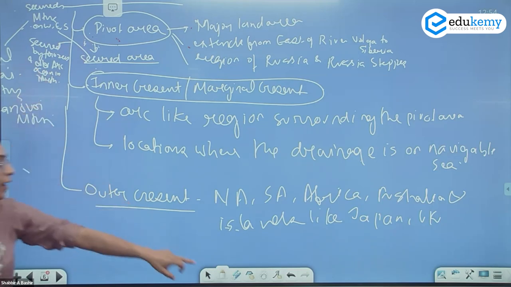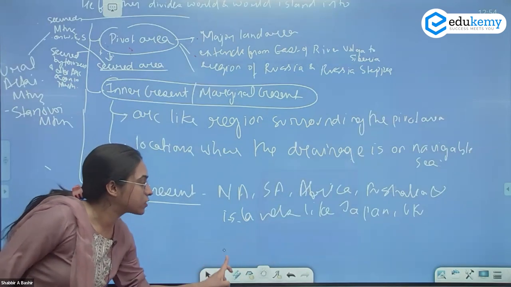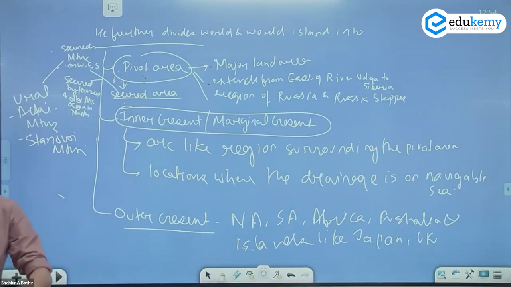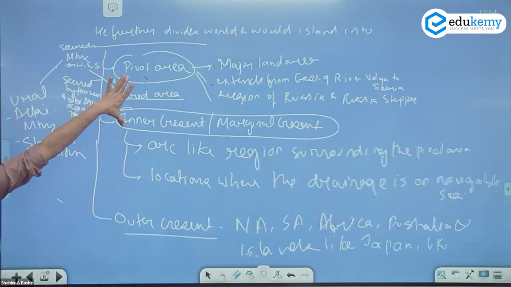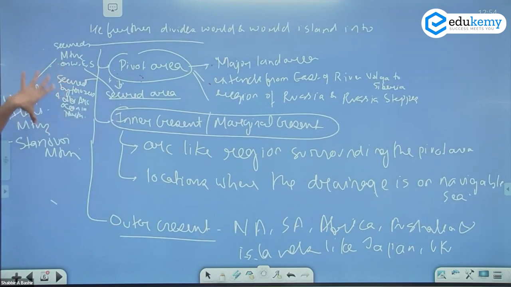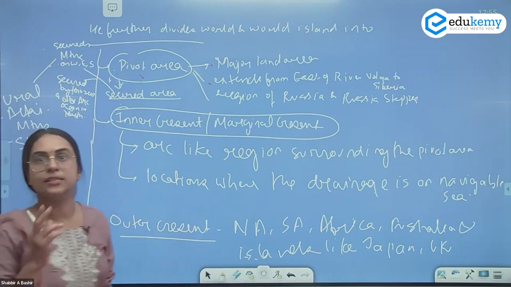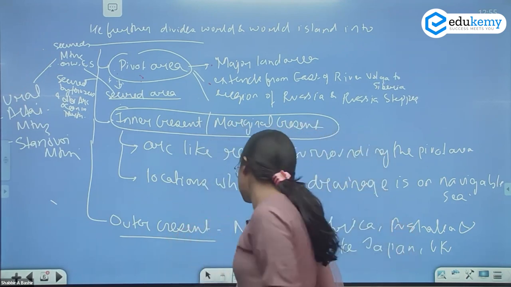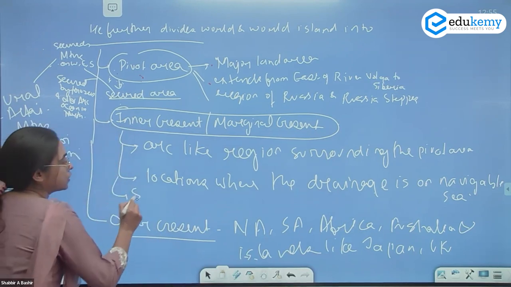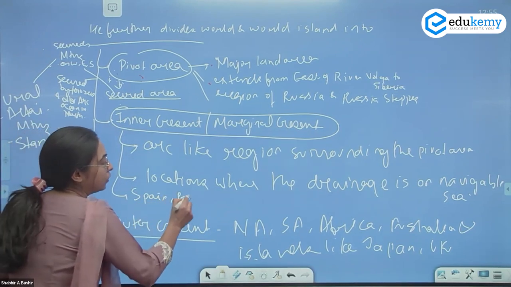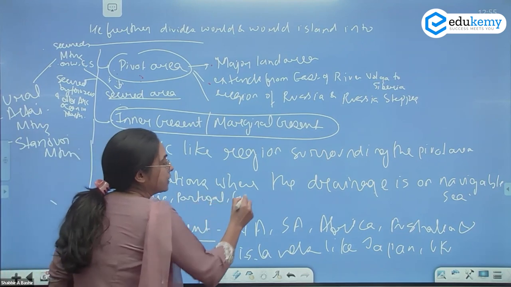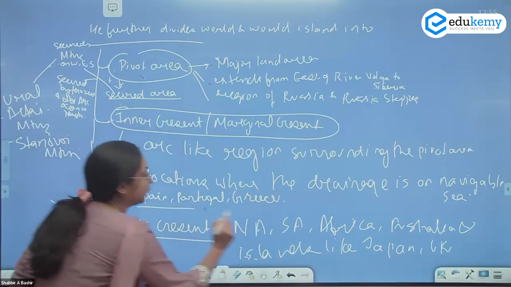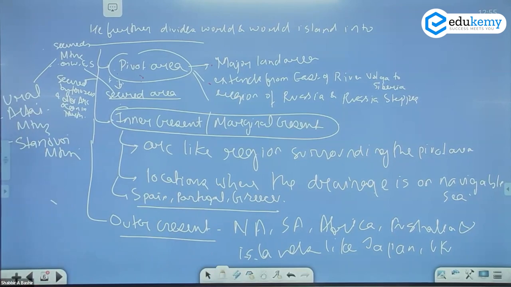So if I say his world division, Eurasia is part of which? These two are part of Eurasia. What is he calling Eurasia? World island. And the rest of the parts, which are not important, are part of the outer crescent. Is it fine? In the regions of the inner crescent, you will have Spain, Portugal, Greece. These are the regions of the inner crescent.